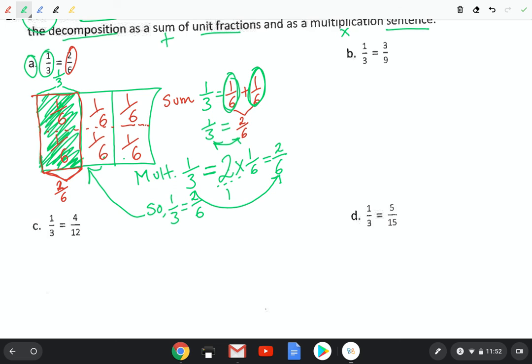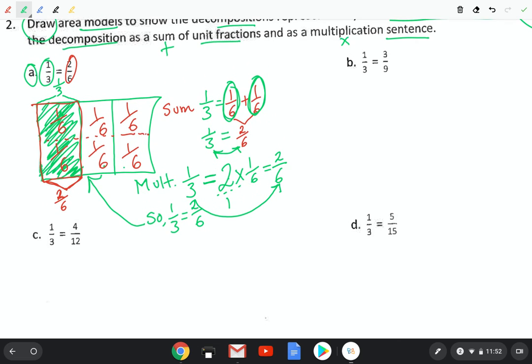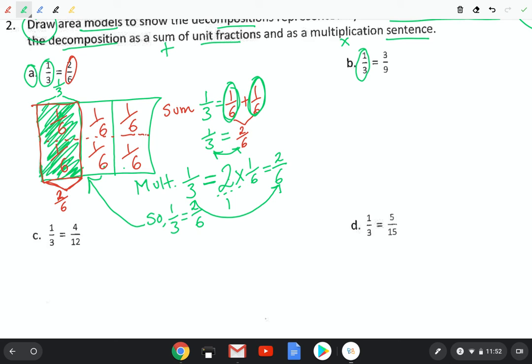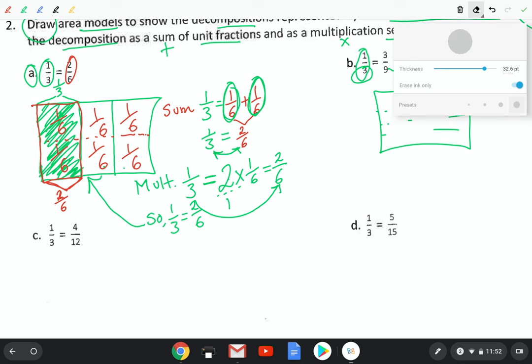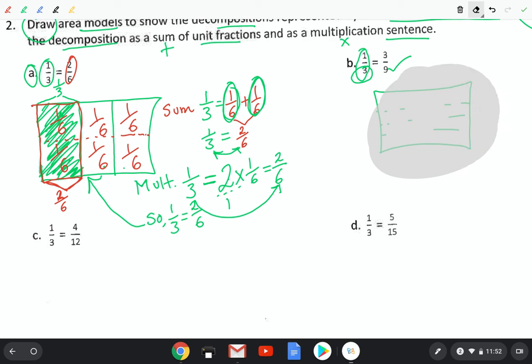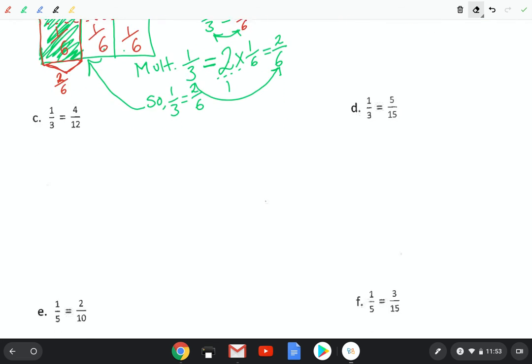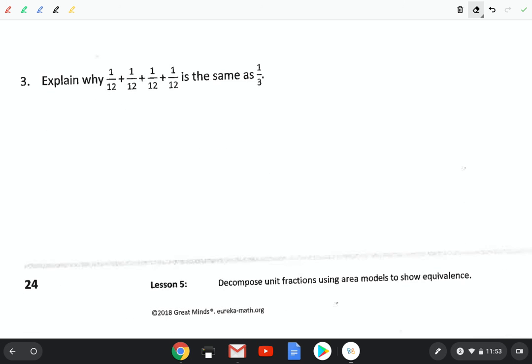I guess the main thing about number 2 is begin with your first fraction, okay, and then once you have represented it in your area model, then decide, how many horizontal lines am I going to need? Am I going to need 1? Am I going to need 2, 3, or 4, and so on, to make the new denominator? Okay, and then once you do that, go on to write your addition and multiplication sentences. Okay, and I think that is it for day 5.